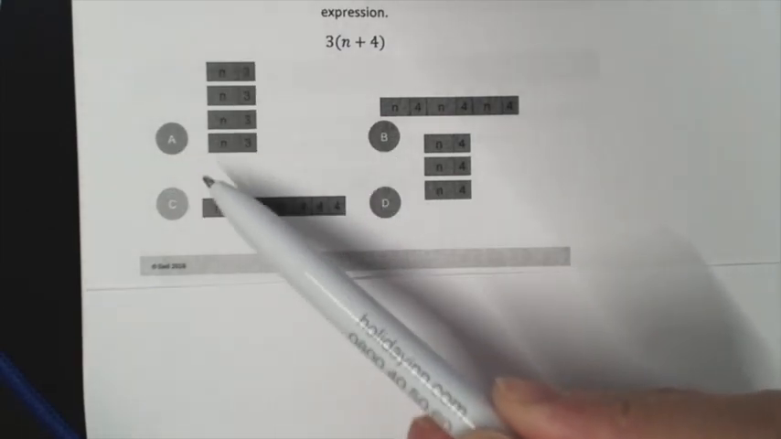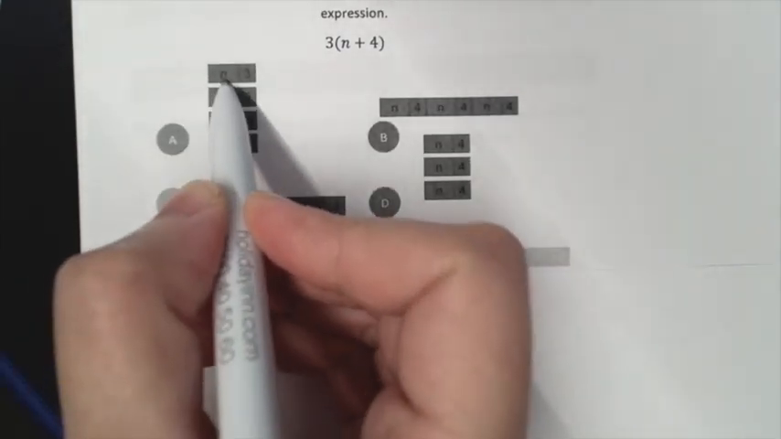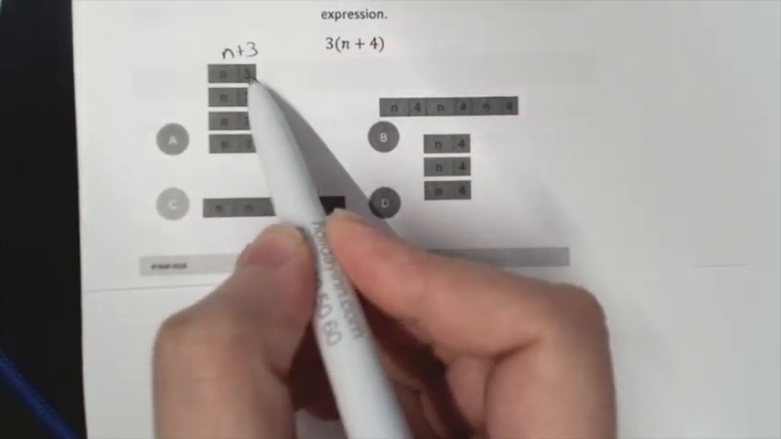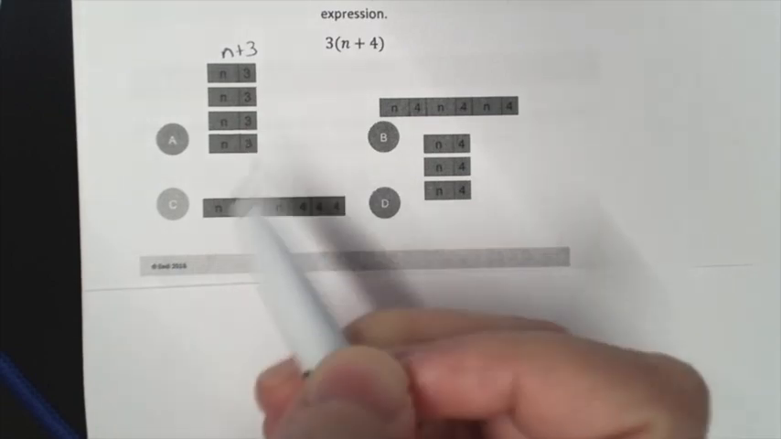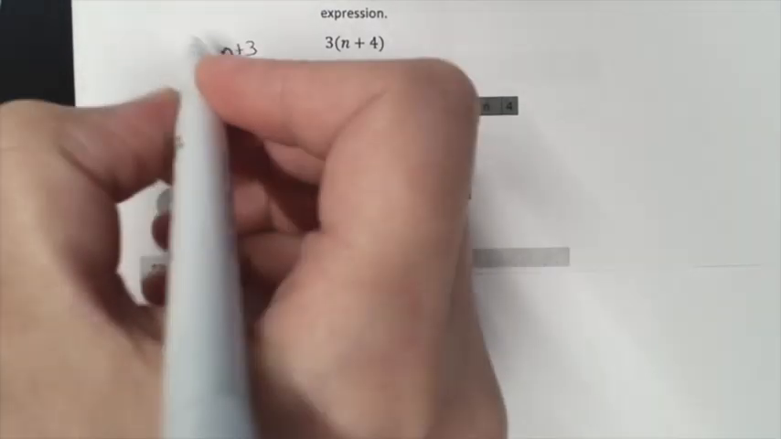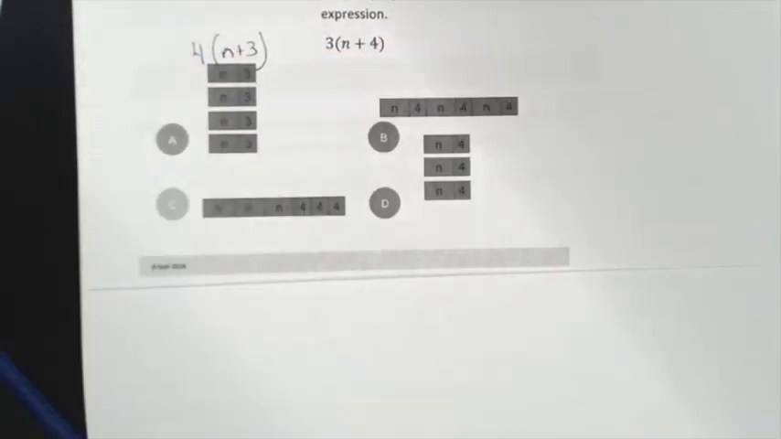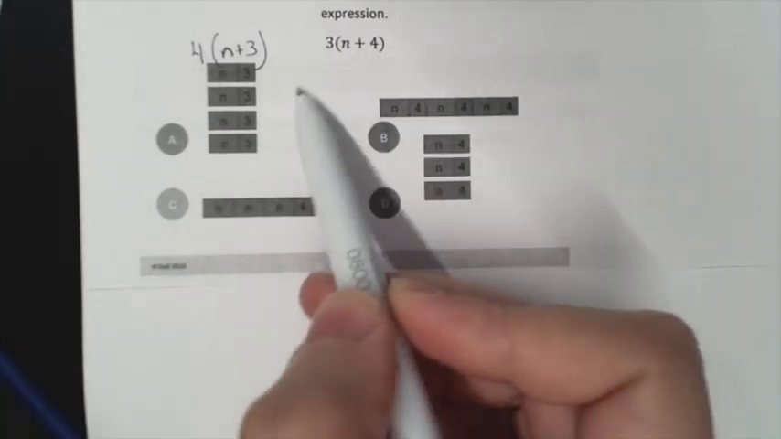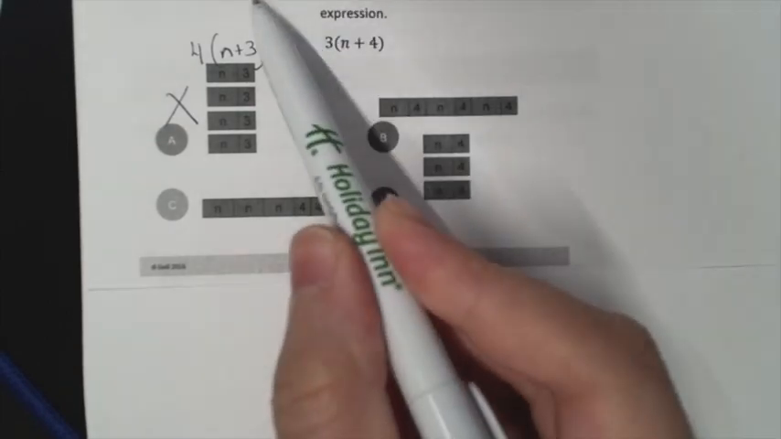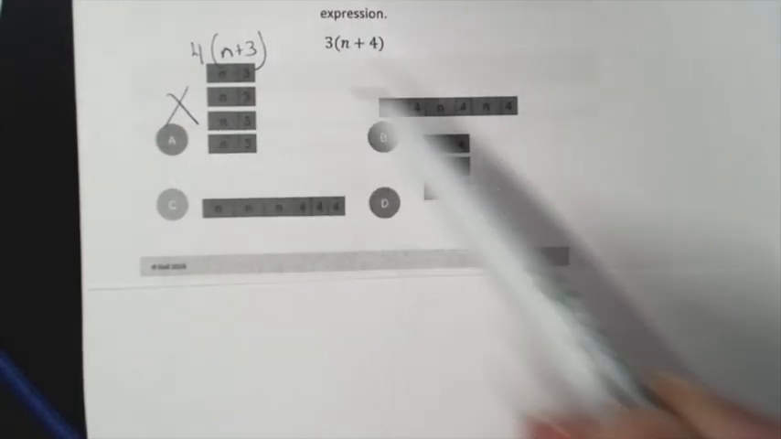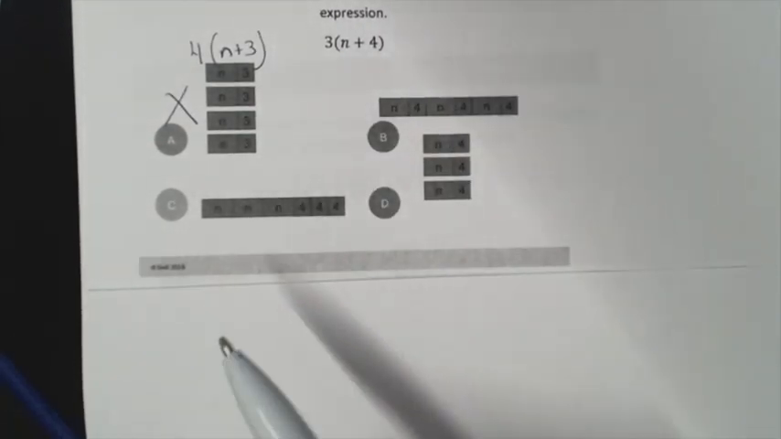So let's look at option A. What do I have here? I have n plus 3. And how many times do I have n plus 3? I have it 1 time, twice, 3 and 4 times. So actually the expression that I have here is 4 lots of n plus 3, which is not the same as this expression. So we know that it is definitely not A. So I already know that the answer is A. But what about the rest? Do they all represent it correctly?